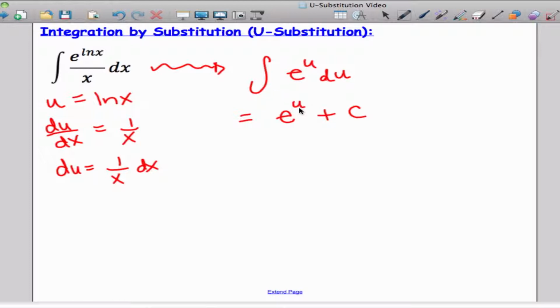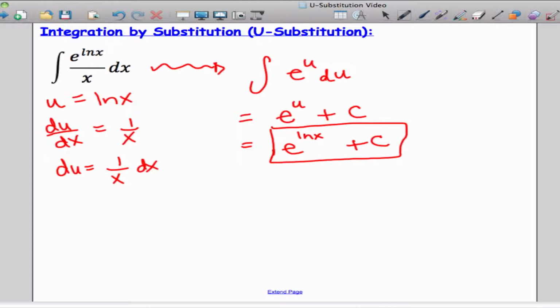Now our final step here is that we want our answer to be in terms of x, not in terms of u, so we can go ahead and plug back in what u equals in terms of x, and that was ln x, and then we have our plus c. So that's our integral, or antiderivative.